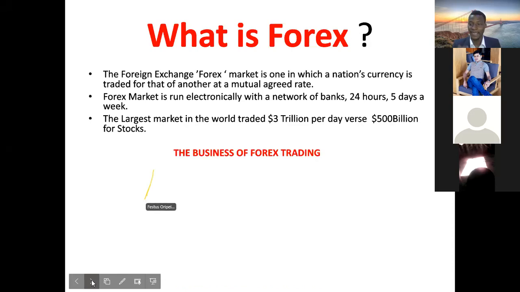Now, because the market is very big, you can decide to do anything in the market. You can decide to trade with different strategies. But the focus of this class is to build your mindset of trading Forex as a business, carving a niche in it as a business.